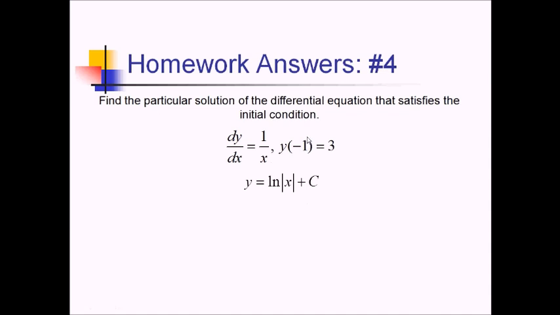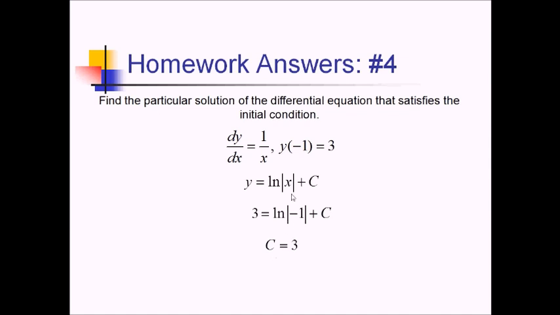So we have a y value of 3 that we're going to plug in over there for y. And that's going to equal ln of absolute value of this negative 1 x value that we're plugging in, plus c. ln of absolute value of negative 1 is really just ln of 1, which is 0. So we end up with c equaling 3.